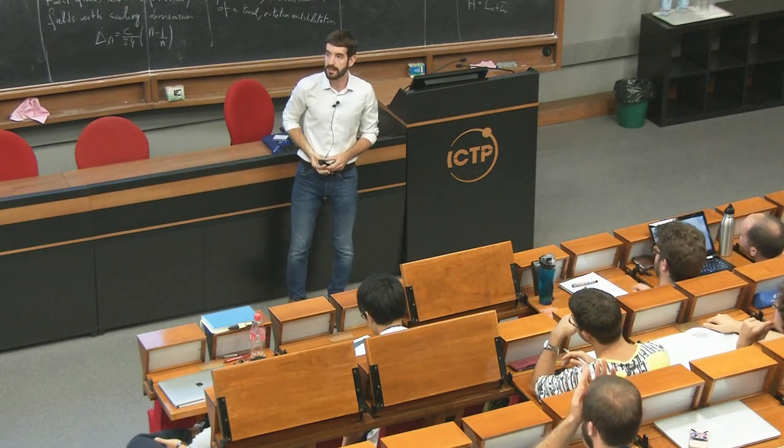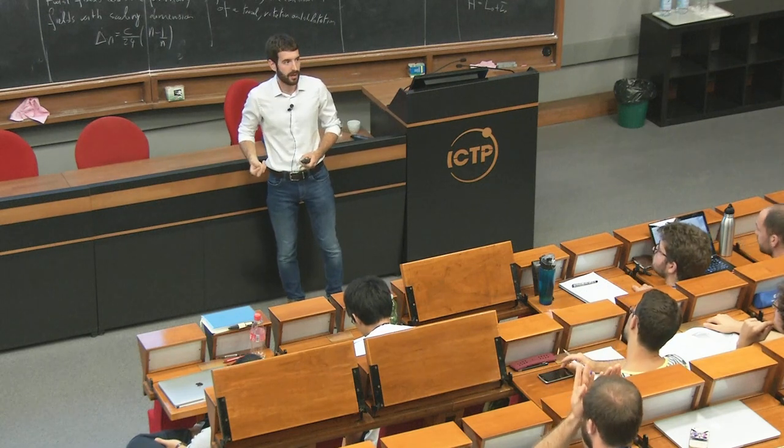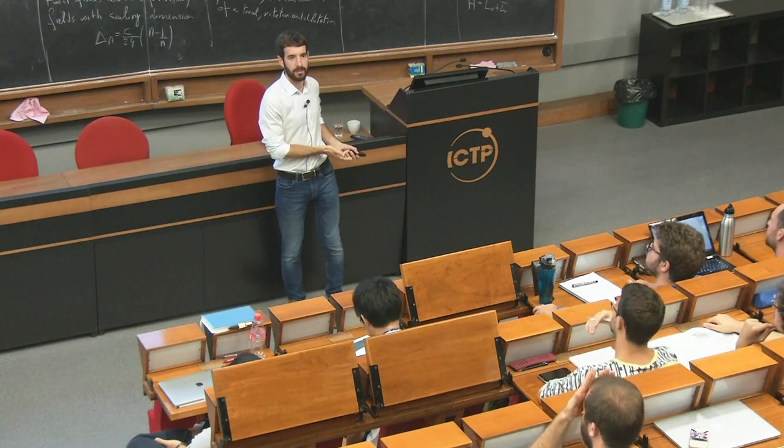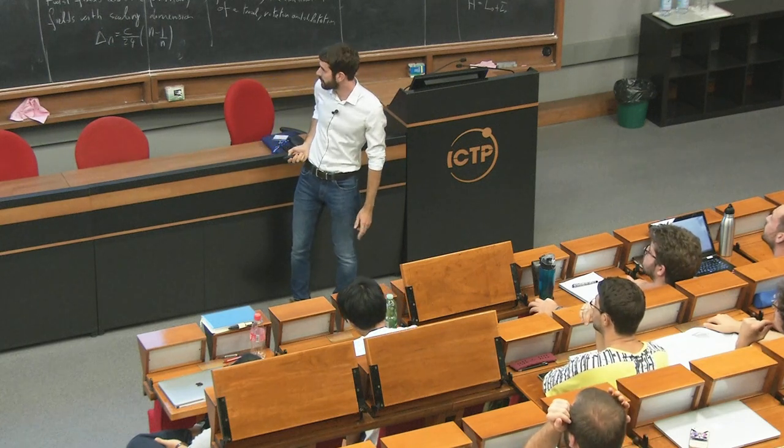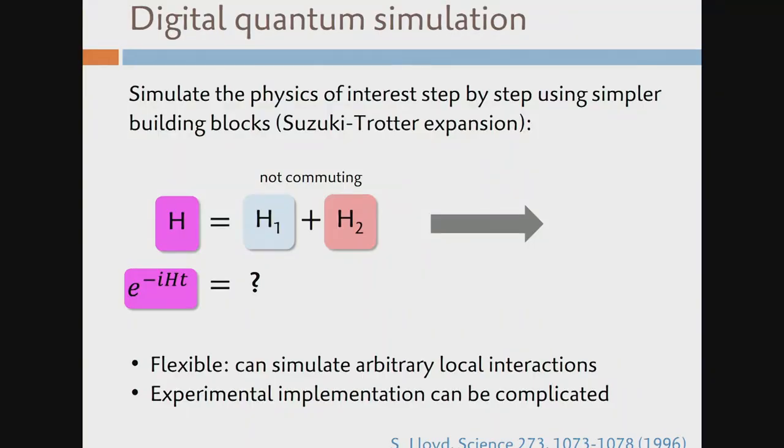Now, what happens if the system that you want to study is not readily available in the lab? Can you still do something? The answer is yes, although it might be a bit more tricky. And the answer is digital quantum simulation. So the basic idea here is that we are trying to build a more complicated Hamiltonian out of simpler building blocks that are available in the lab.